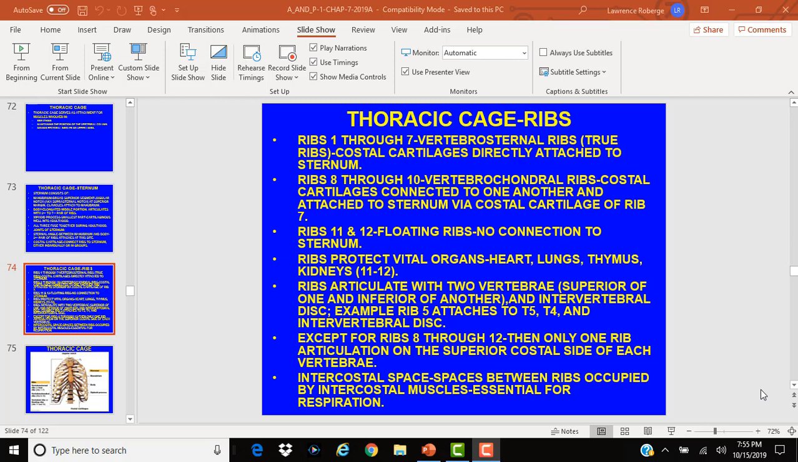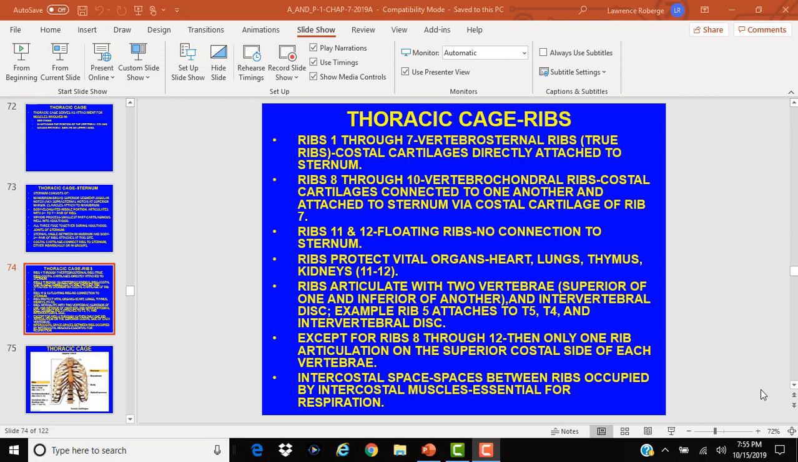8 through 10 are vertebrochondral ribs. Their costal cartilages are connected into one another, sort of fused together, and then attached to the sternum via the costal cartilage of rib 7, okay? Ribs 11 and 12 are floating ribs. There's no connection to the sternum at all.